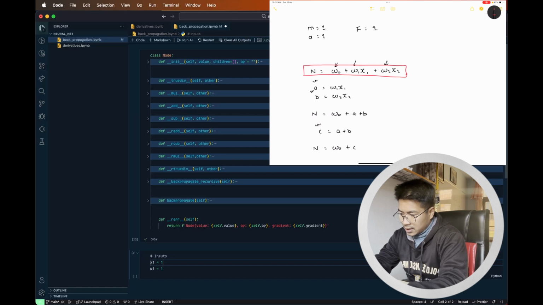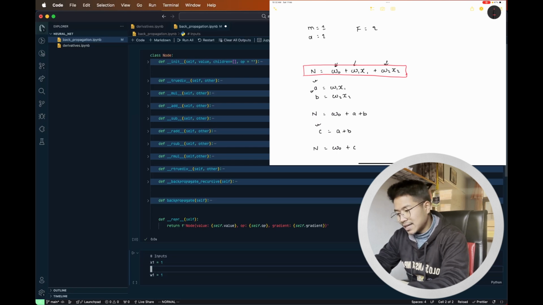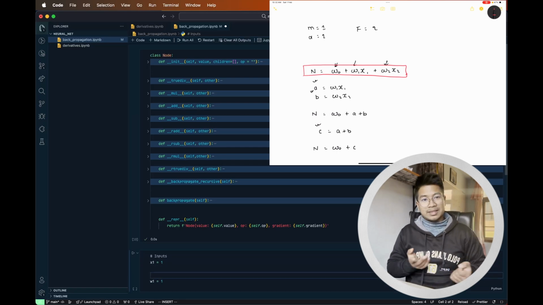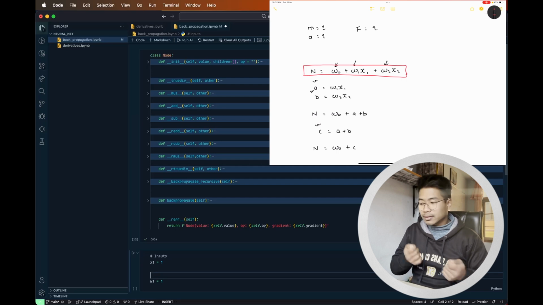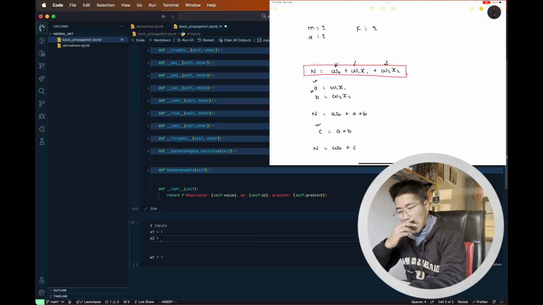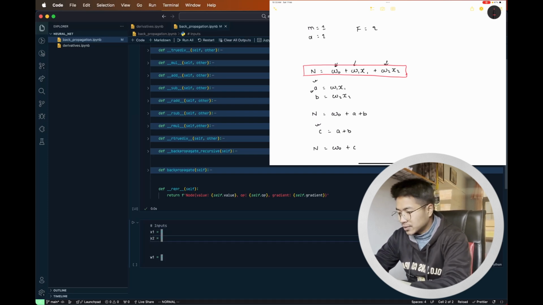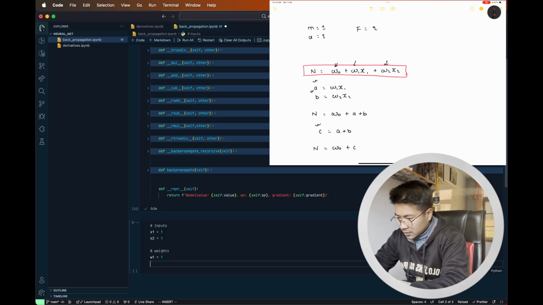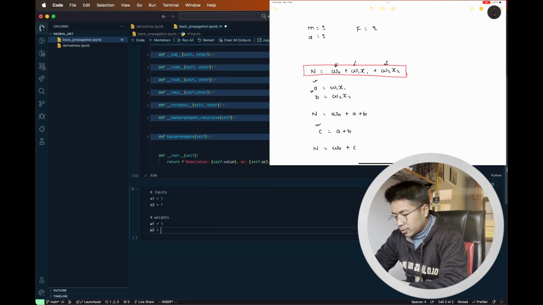X1 is, let's say, a 1. Again, realize X1 is, we're just using that example of F equals MA, right? Let's just say X1 is a 1. And X2 over here, which is our acceleration, let's say, is a 1 as well. These are our weights. Okay, and W2 is, let's say, a 0, and W0, let's say, is a 1.